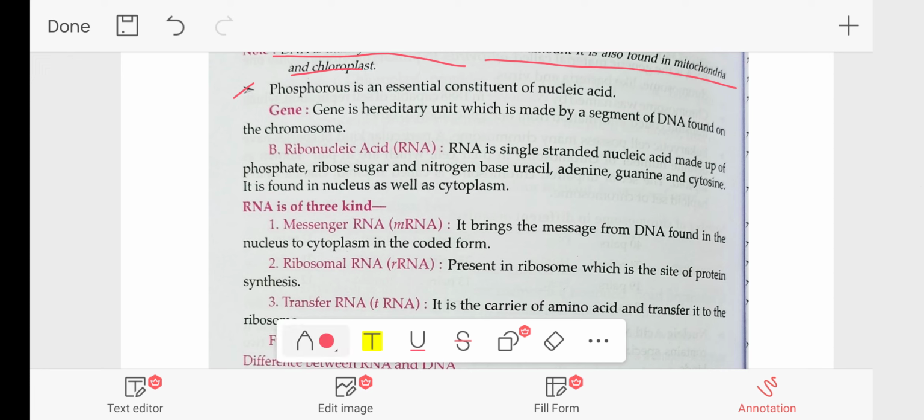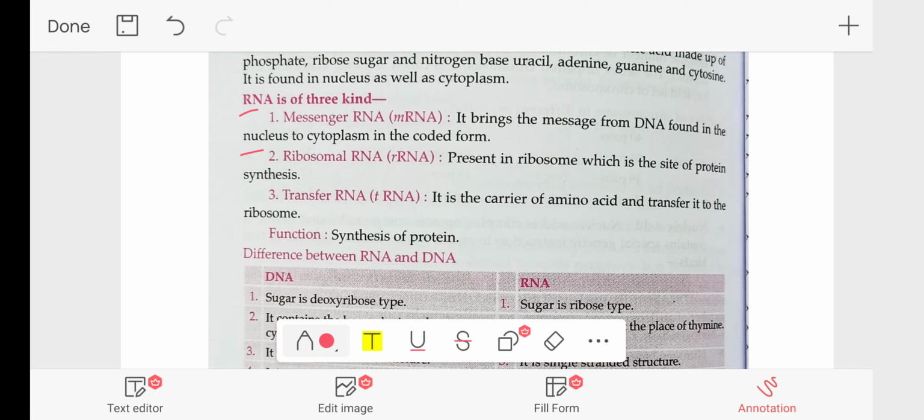Ribonucleic acid. RNA is a single-stranded nucleic acid made up of phosphate, ribose sugar, and nitrogen bases uracil, adenine, guanine, and cytosine. It is found in the nucleus as well as the cytoplasm. RNA is of three kinds. Messenger RNA brings the message from DNA found in the nucleus to the cytoplasm in coded form. Ribosomal RNA is present in the ribosome, which is the site of protein synthesis. Transfer RNA is the carrier of amino acids and transfers them to the ribosome. Function of RNA is synthesis of protein.